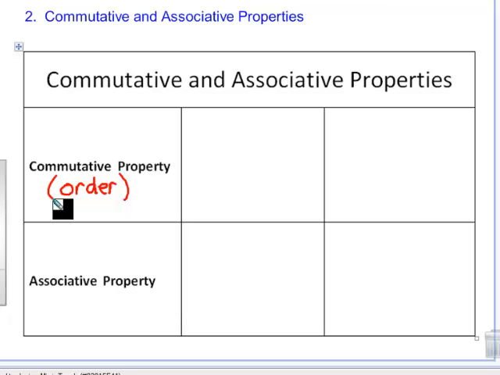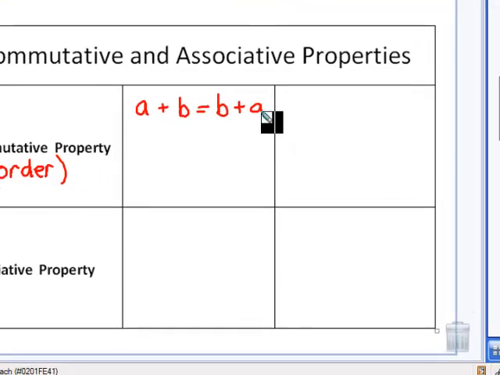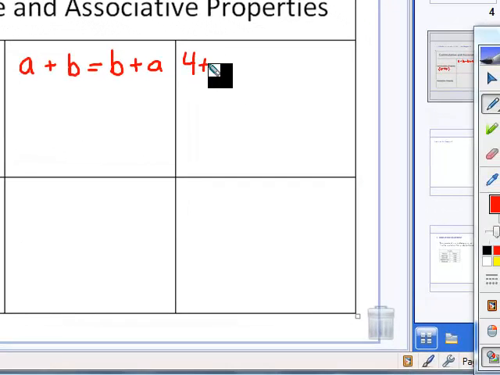What it says is that I can add any numbers I want in any order. Doesn't matter how many. We'll just do two for an example here. So if I have a number A plus some other number B, I should get the same result if I take B and then add A to it. For example, 4 plus 5 equals 5 plus 4. They both equal 9.